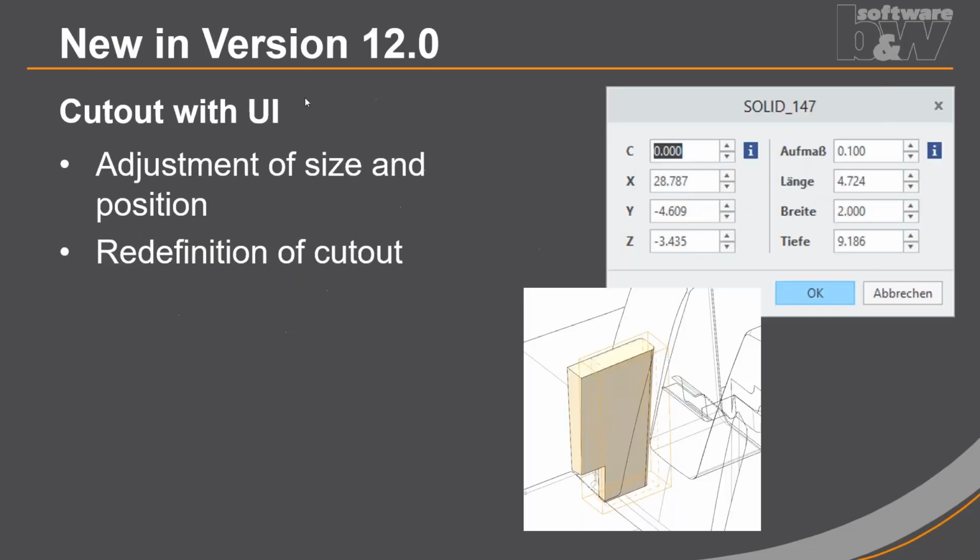So, okay, let's start with the new feature in SMARTElectrode 12. There has been a major change to the cutout functionality. The offset and the solid for the cutout is not calculated fully automatically by the software. It comes now with a user interface, which gives you the chance to adjust size and position. And in addition, you can start the user interface again for redefinition.